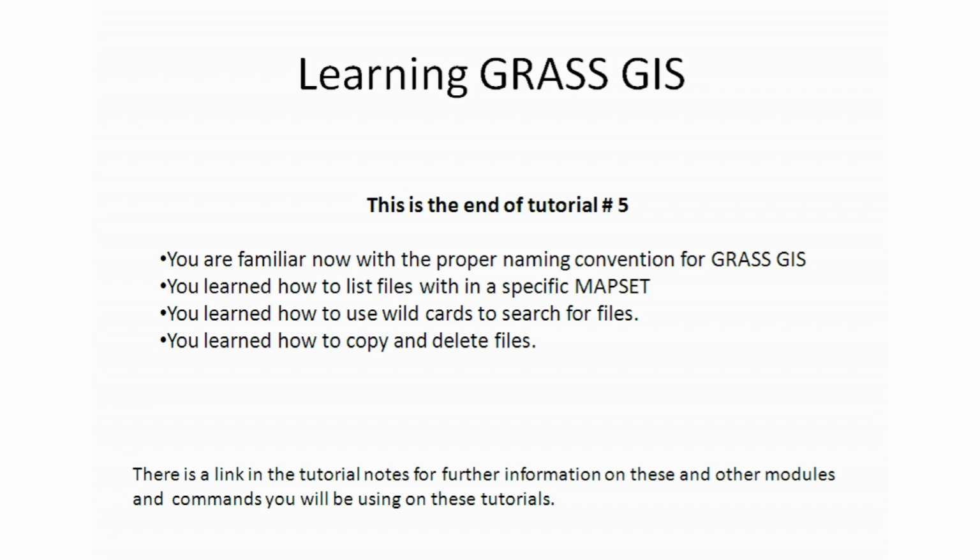This is the end of tutorial number 5. By now you're familiar with the proper naming convention for GRASS GIS. You also learned how to list files within a specific mapset. You used some wildcards to search for files within mapsets and also the entire GRASS GIS mapset structure. And you also learned how to copy and delete files. And that's it for this tutorial.